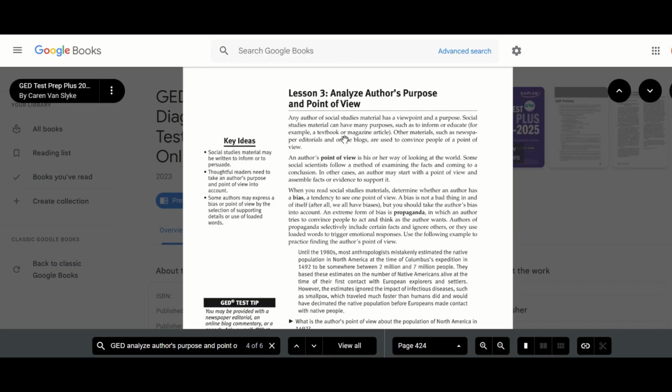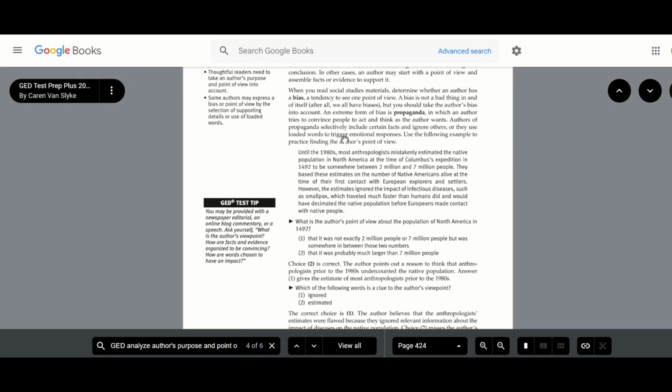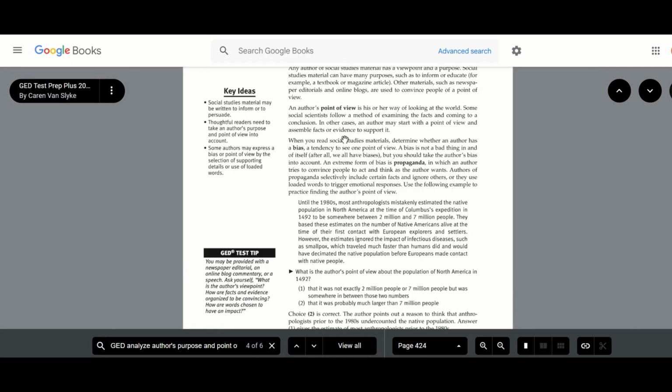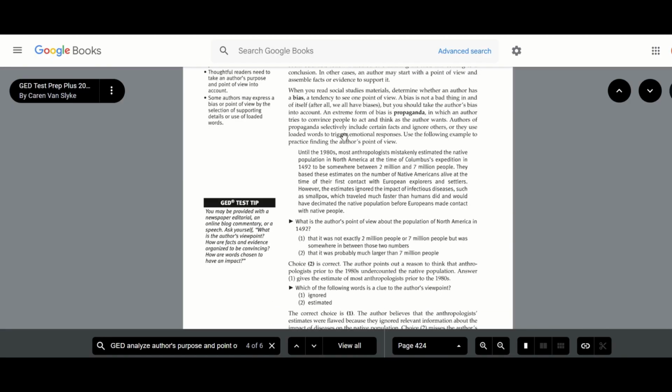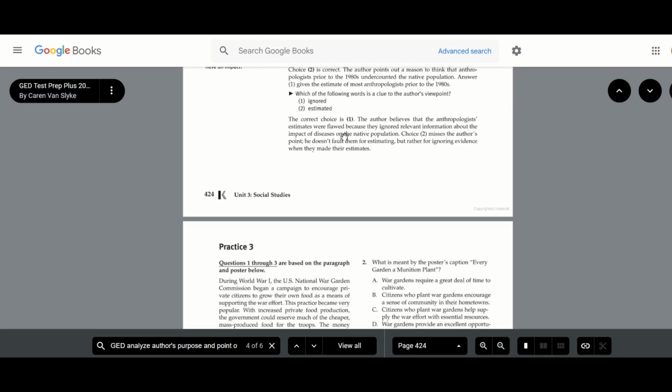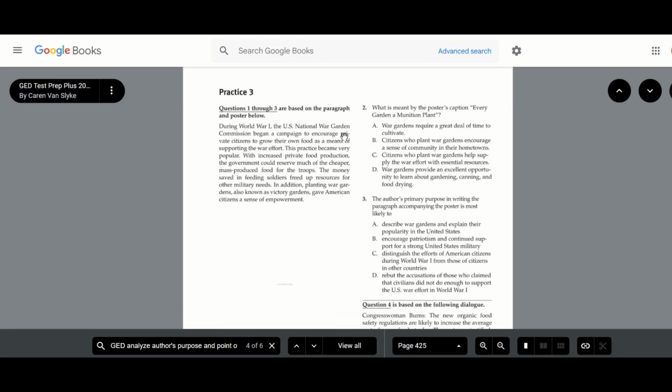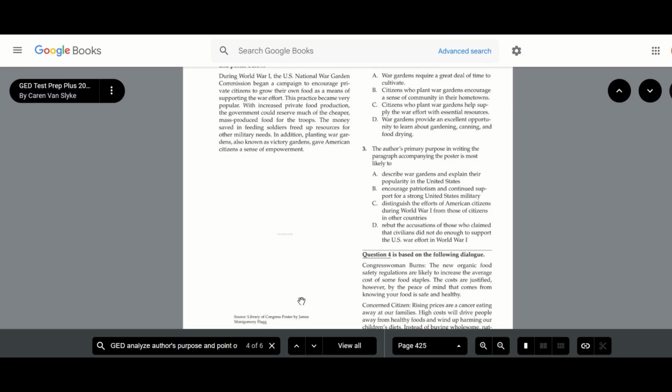The thing is, folks, not all of the lessons will show, or as you can see, this is the lesson that we just went over right here. Analyze author's purpose and point of view. Once again, read this information. If you're like, really, a third time? Yes, a third time. But when you come down to where they give you practice questions, there is an image of a poster that some of these questions are based off of. And so you don't see that.